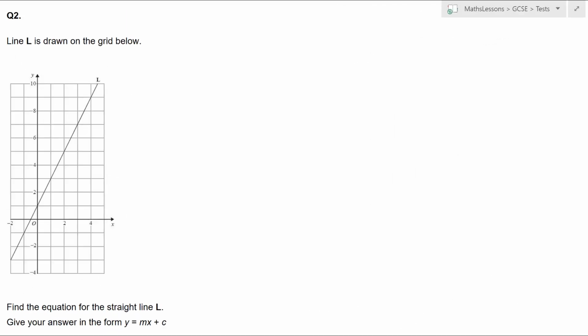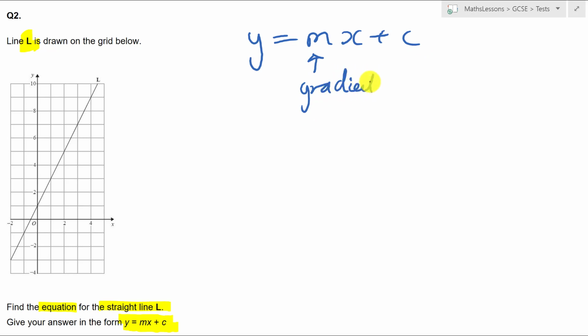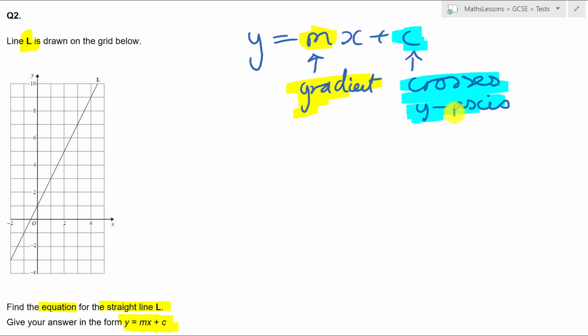On question 2 in our test, we've got L drawn on the grid below. We want to find the equation for the straight line L and give our answer in the form y equals mx plus c. Well, we know that m is the gradient and c is where it crosses the y-axis, also known as the y-intercept.